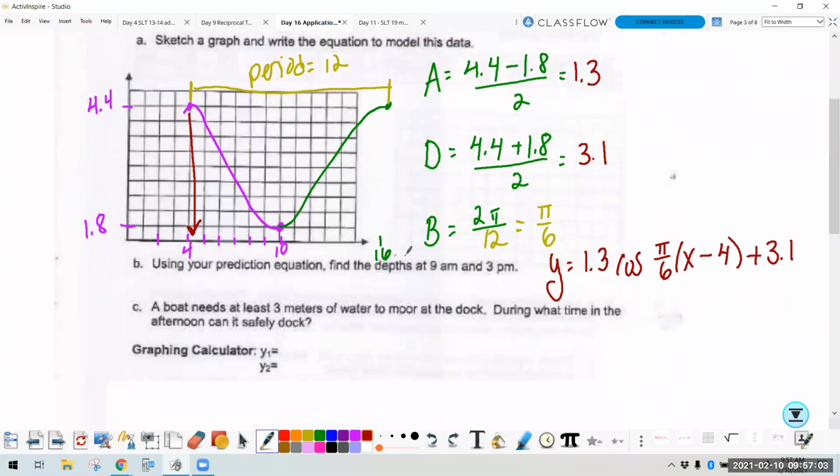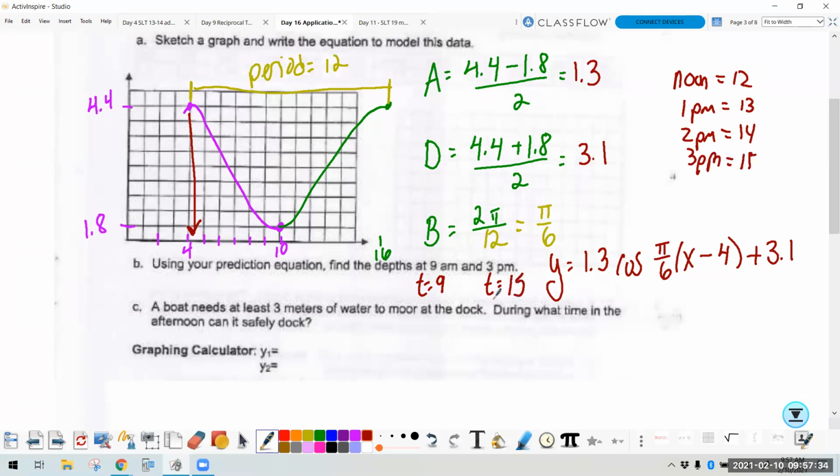Use your equation to find the depths at 9 and 3. Now this 3 is tricky. So 9 a.m. is 9, but 3 p.m. is past noon. So you kind of even have to think at military time. So if noon is 12, 1 p.m. is 13, 2 p.m. is 14, so 3 p.m. is 15, when time is 15.